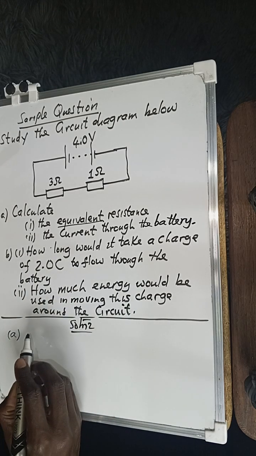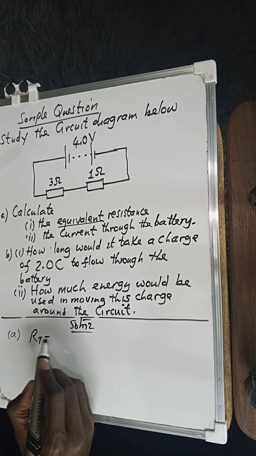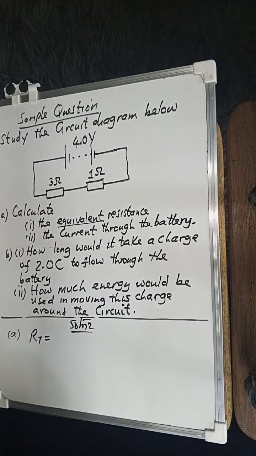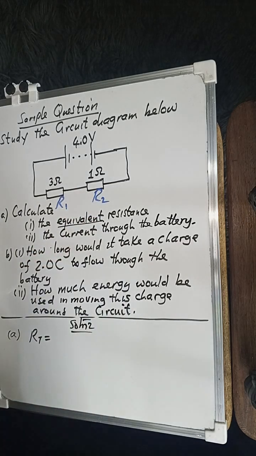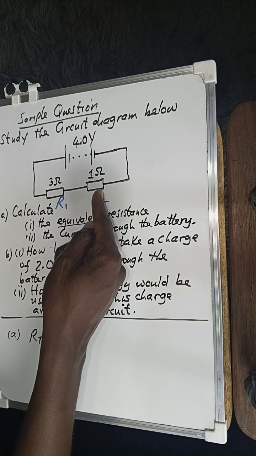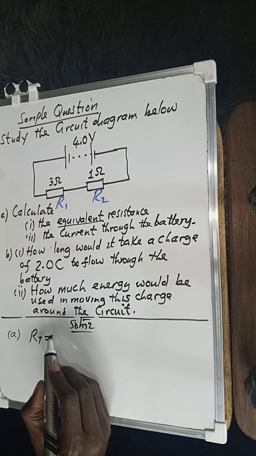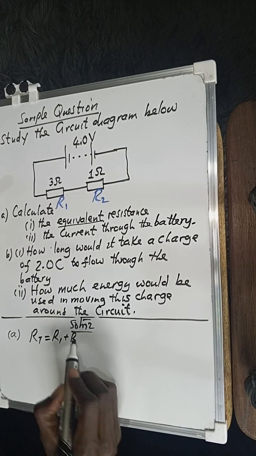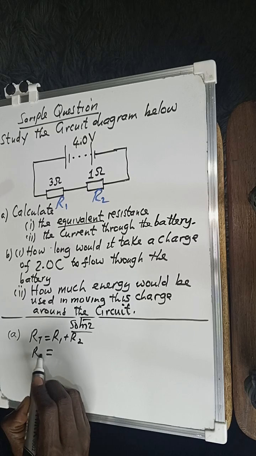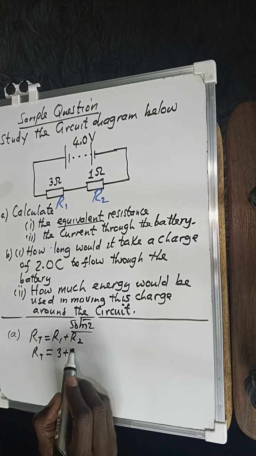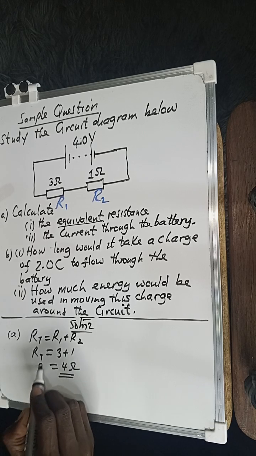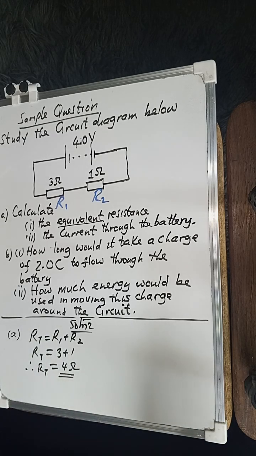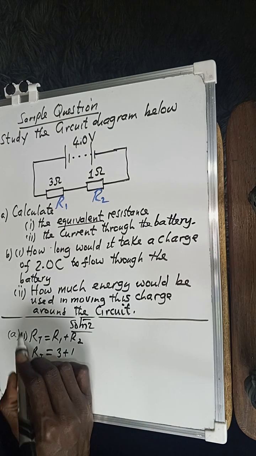Since they are just two resistors, again, you can label your preference. Let me say R1, this is R2. That's my preference. If you want, you can start with R1 and R2. It's up to you. So you can add R1 plus R2, which is going to give me 3 plus 1, which is 4 ohms. So that is the total resistance that I'm having in the circuit. Okay, that is A Roman 1.